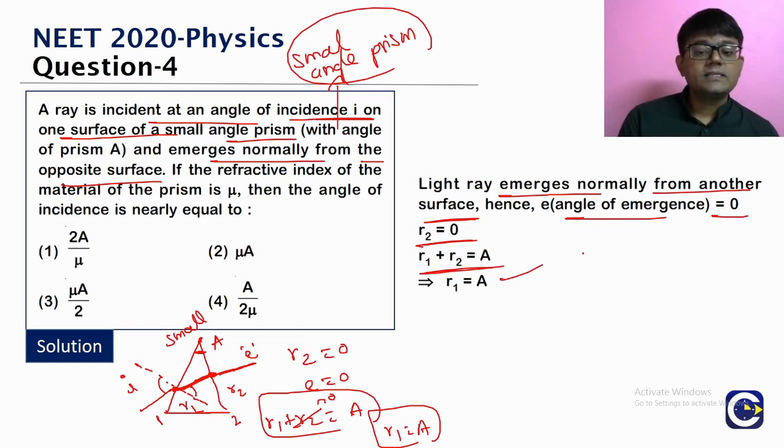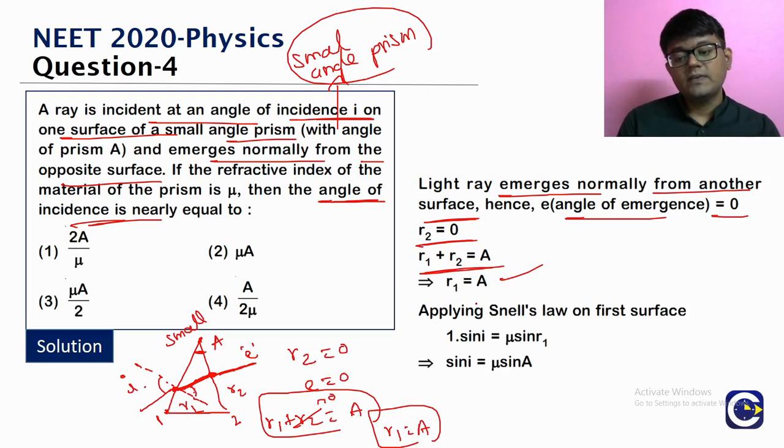Now what we will do is R1 is A. We have to find the value of I, isn't it? We have to find what? The angle of incidence. So look at the surface 1. At the surface 1 we can apply Snell's law. I is the incidence, R1 is basically the angle of refraction.